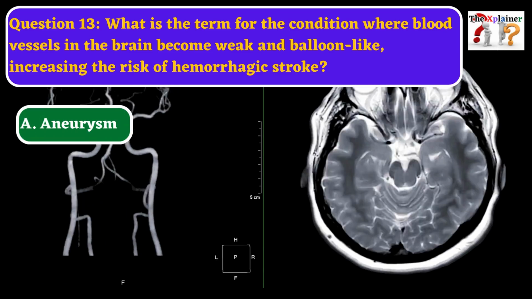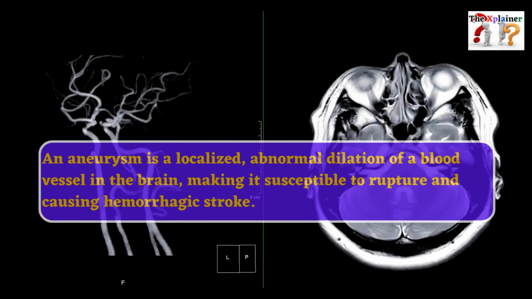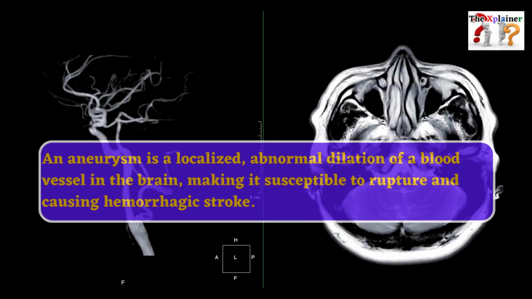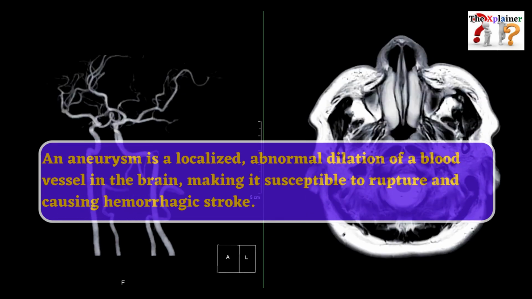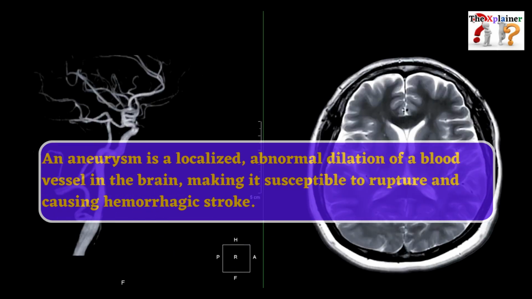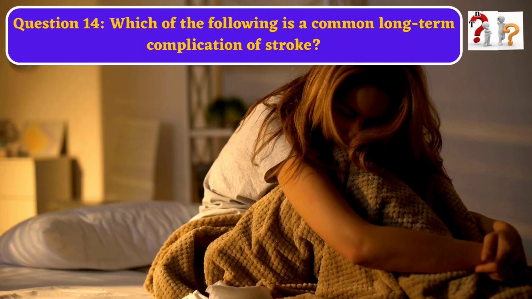The answer is A. Aneurysm. An aneurysm is a localized, abnormal dilation of a blood vessel in the brain, making it susceptible to rupture and causing hemorrhagic stroke.